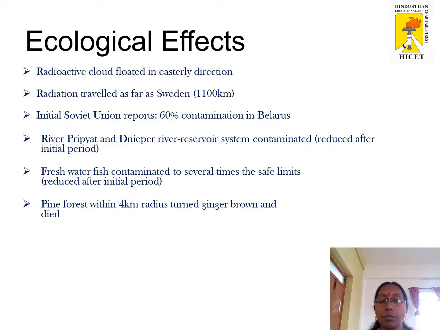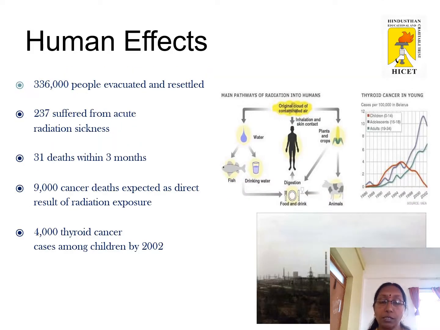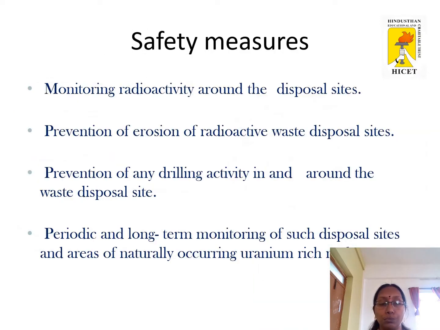Freshwater fish have been contaminated several times the safe limits. The pine forest within a 4-kilometer radius of the Chernobyl area turned ginger brown and was completely destroyed. Human effect: 336,000 people were evacuated and resettled. 237 suffered from acute radiation sickness. 31 deaths were reported within 3 months. 9,000 cancer deaths have been reported. 4,000 thyroid cancer cases among children by 2002.